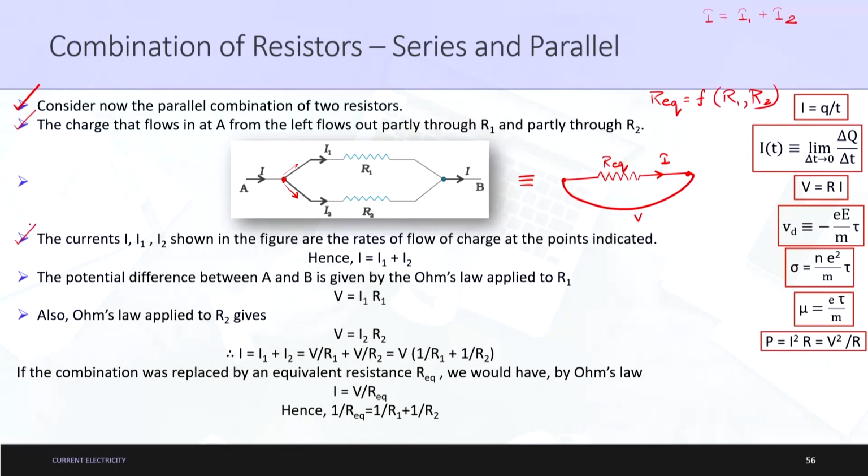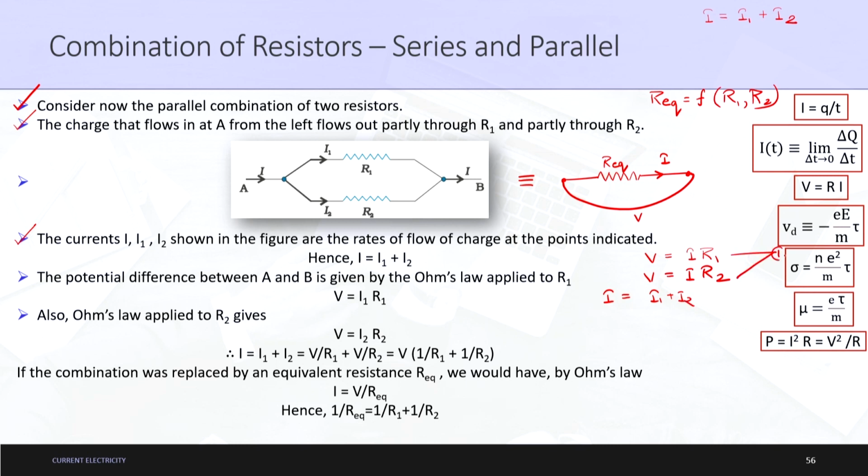Next, the potential difference between A and B is given by Ohm's law applied to R1. So capital V, the potential difference, is the same across both, because the ends are the same. V is equal to I1 R1. Similarly for the second resistor, the potential difference V is equal to I2 R2. The thing which is varying here is the current I, which is equal to I1 plus I2.